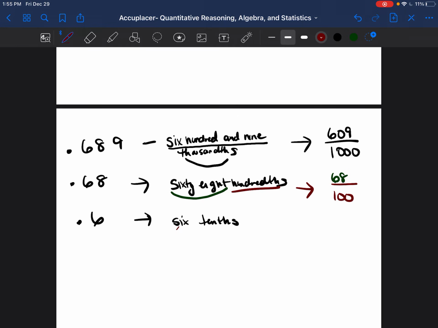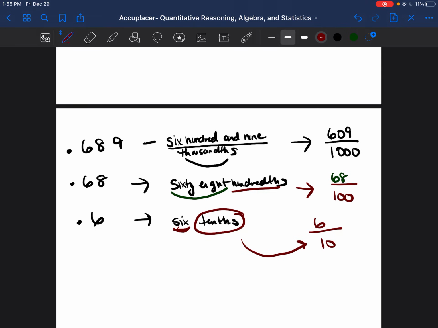What about 6 tenths? We take the number word and we put 6 on top. The place value word we put on the bottom. If you can read a decimal, then you can put it in a fraction. If you know place values, then you can read a fraction. And if you can read a fraction, if you know place values, you can read a decimal. And if you read a decimal, you can put it into a fraction.